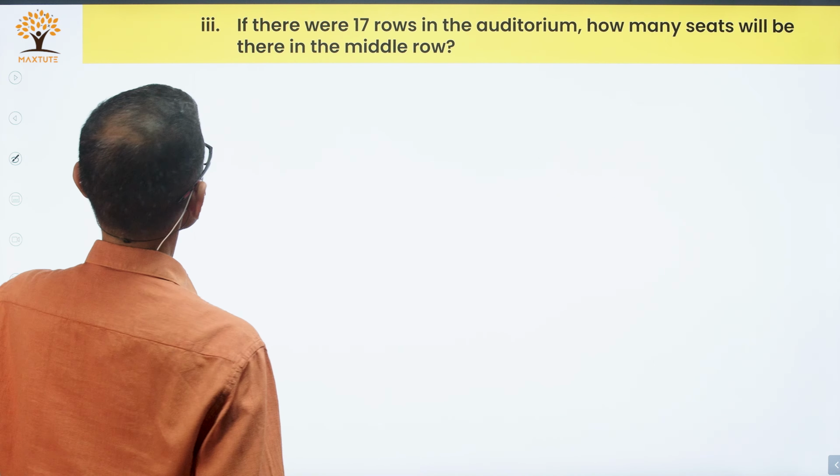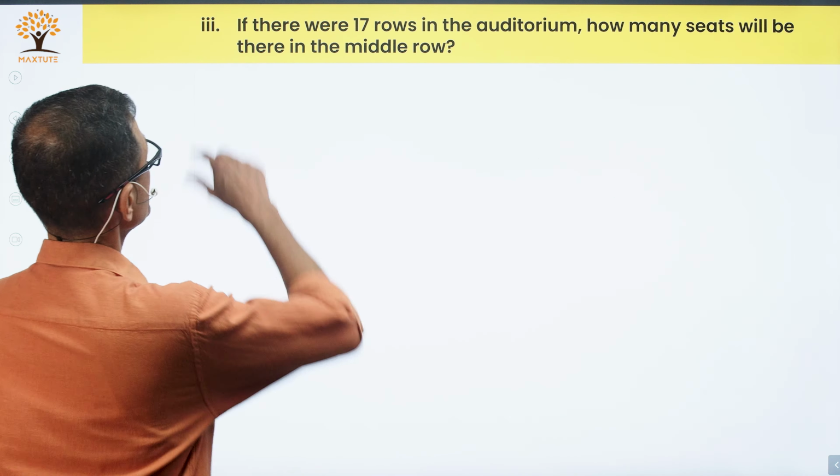Look at part 3. If there were 17 rows in the auditorium, how many seats will be there in the middle row? So row number 1, row number 17. What is the middle row? Just add these two numbers and divide by 2. 1 plus 17 is 18, by 2 is 9. The middle row is the 9th row. They're asking how many seats will be there in the 9th row. So we need to find A9, which is equal to A plus 9 minus 1 times the common difference. A is equal to 30 plus 9 minus 1, which is 8, into the common difference 10. There will be 110 seats in the middle row. The middle row happens to be the 9th row.